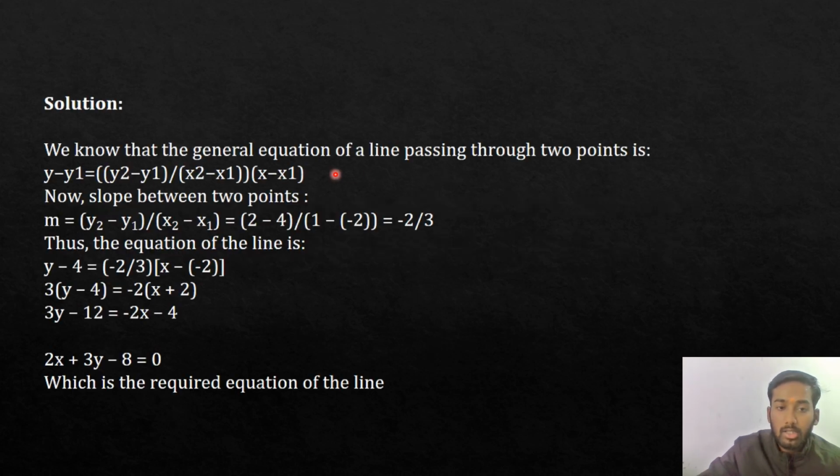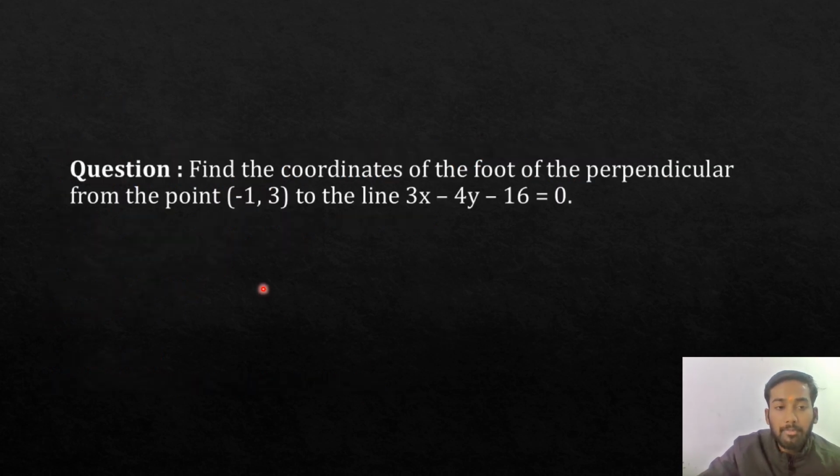So here is the formula, and we found the slope value and applied it here, and we got our required equation of the line. I hope it's clear. Now let's come to the second question.